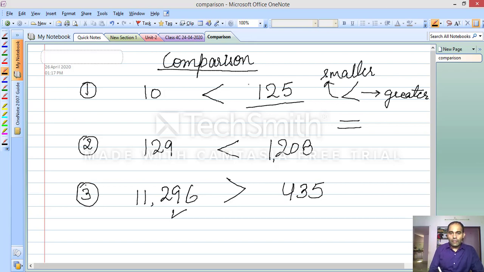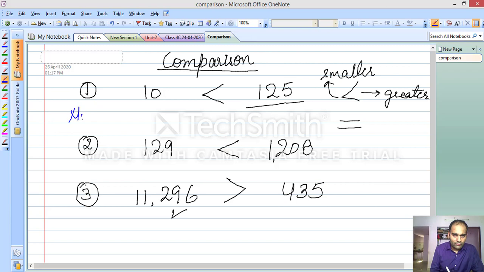So by looking at these examples, you can see that if we only count the digits in a number, then we can find out. Here, how many digits are there in this number 10? 1, 2, and in 125, 1, 2, 3 digits are there. Whenever the number of digits is greater, the number will be greater. If the number of digits in a number is greater, that number will be greater.